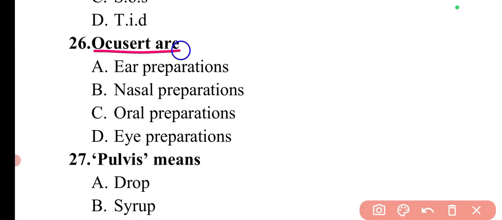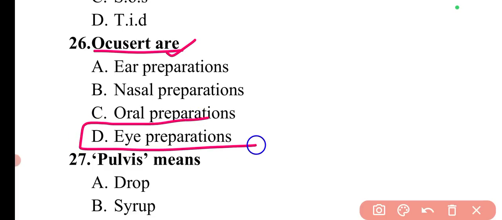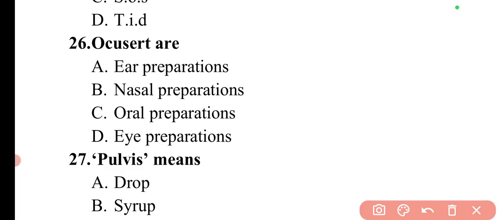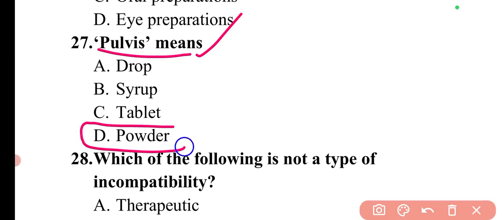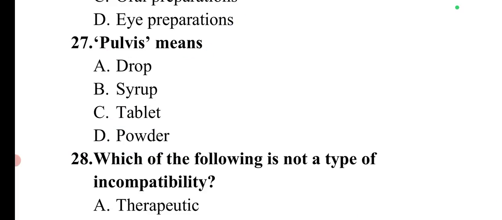Next question is, oculoguttae are. So what are oculoguttae? These are the eye preparations. So here option D is correct. The next question is, pulvis means. So the meaning of pulvis is powder. So option D is correct.